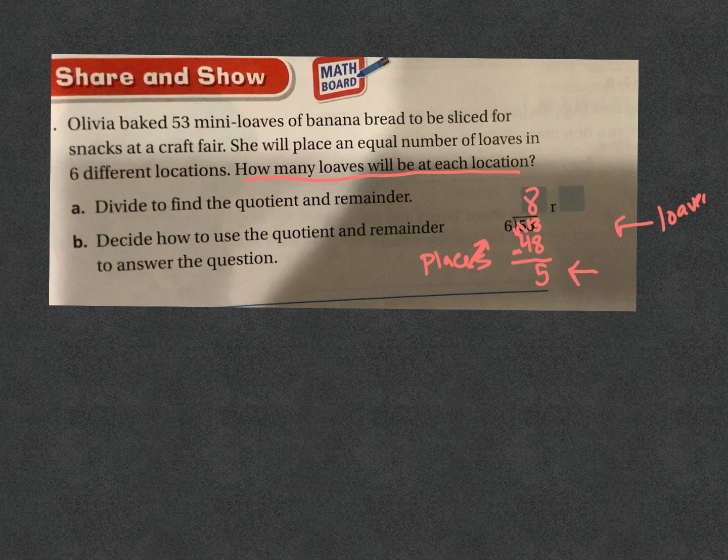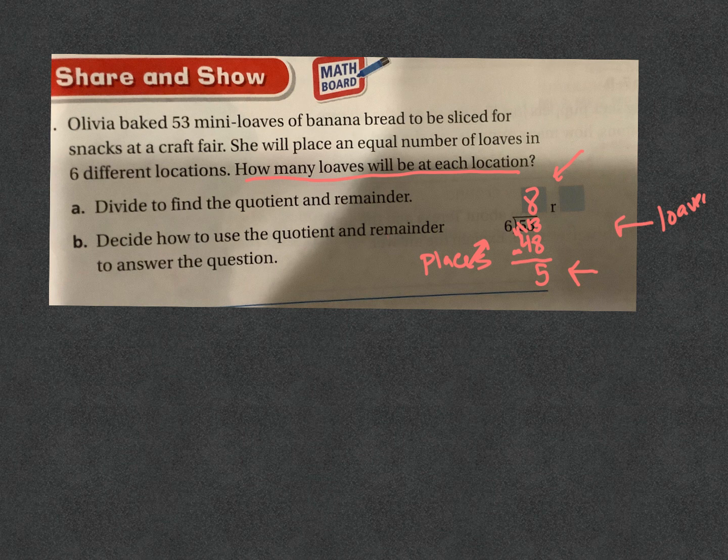And let's think about what that represents. This was 53 loaves of bread split out equally to 6 locations. So every location got 8 loaves, but there were 5 loaves left and I couldn't split them equally amongst the 6. So decide how to use the quotient and remainder to answer the question.